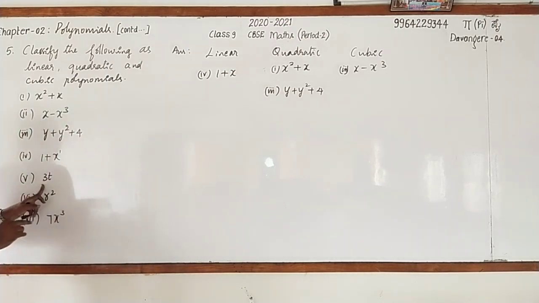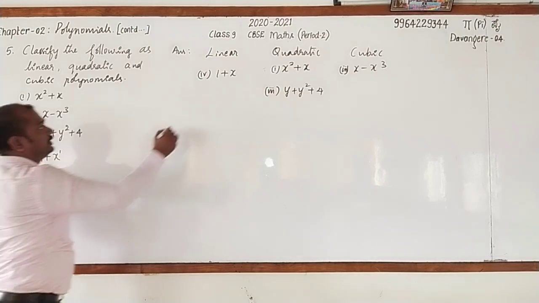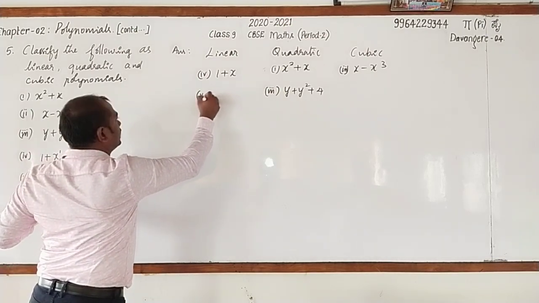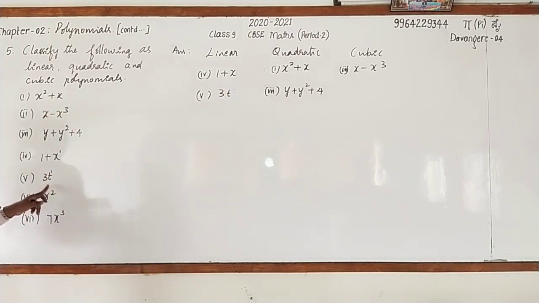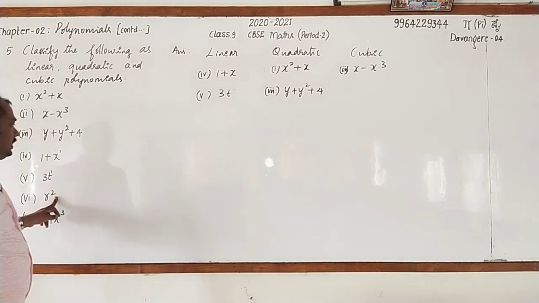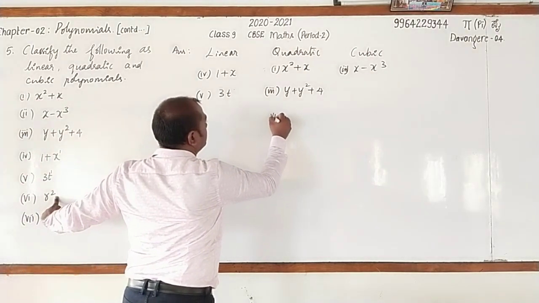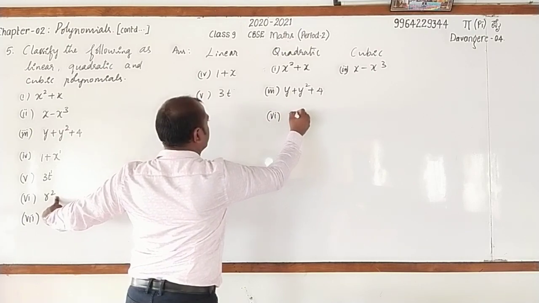Next, fifth one. 3 into t. Variable involved, t. Power 1. Highest power 1. What type? It is linear polynomial. So, fifth one, 3 into t belongs to linear polynomial. Next, sixth one, r square. Variable involved, r. Power is 2. Which polynomial? Quadratic. So, here I'll write sixth one in quadratic polynomial column.